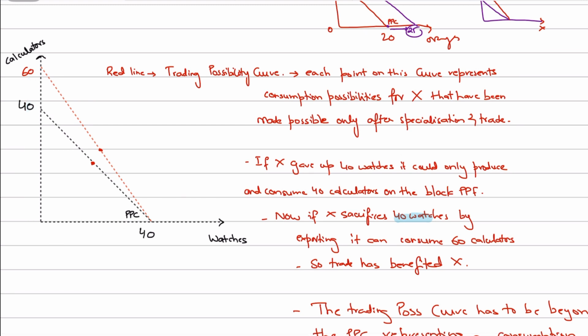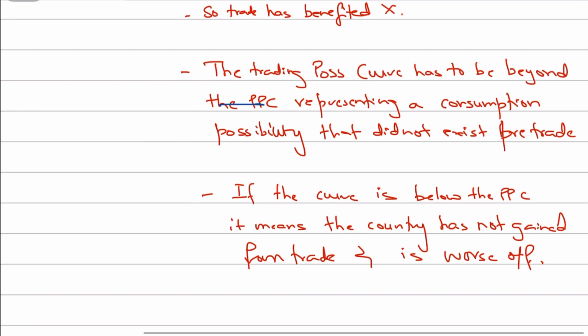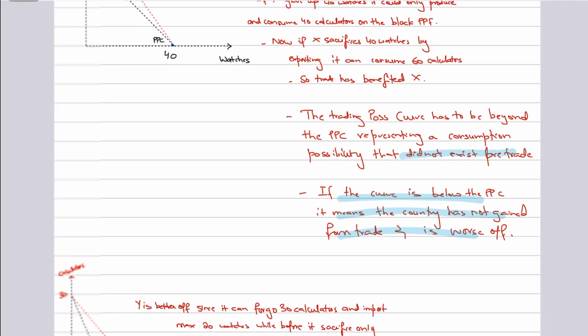Definitely your trading possibility curve is representing your consumption possibility being beyond your production possibility, right? So this is representing an increase in potential of consumption. So the trading possibility curve has to be beyond the PPC curve. That should represent a consumption possibility exceeding the production possibility that did not exist pre-trade. If the curve is below the PPC, it means the country has not gained from trade and is worse off, just like I told you guys.